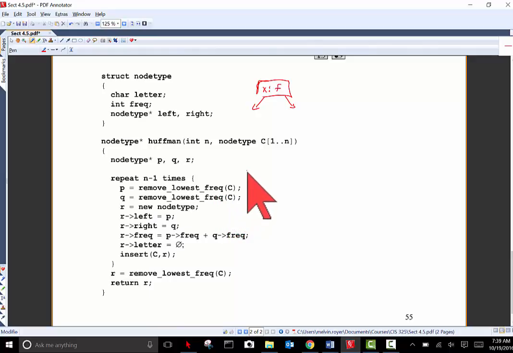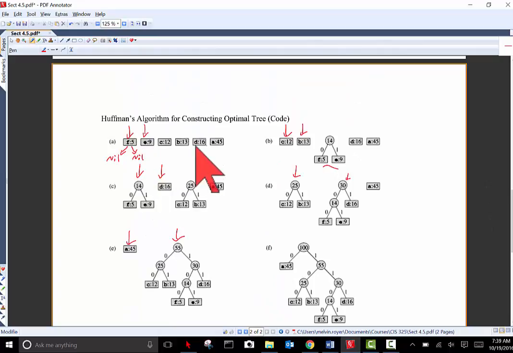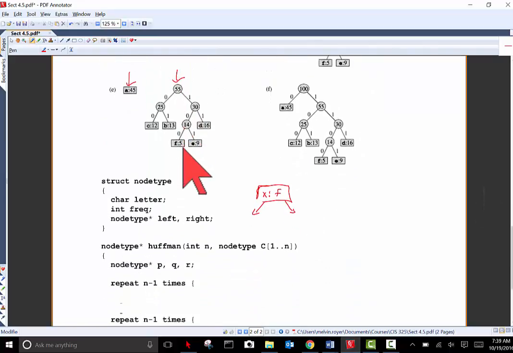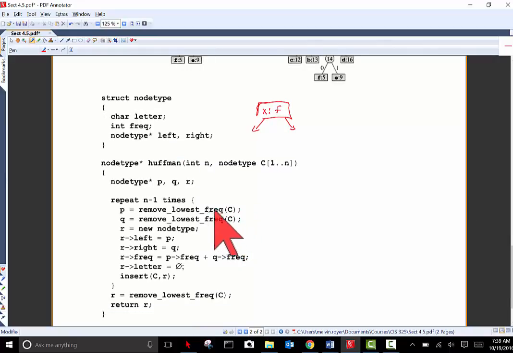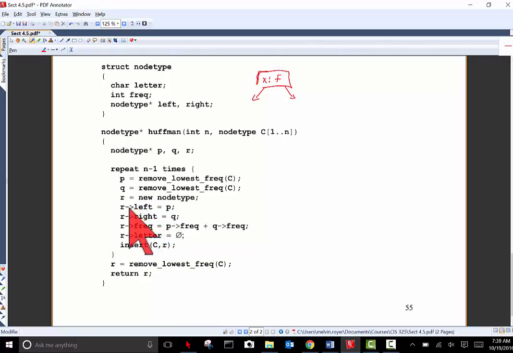And by the way, you would not, in actual practice, store these characters in an array because you're doing a lot of inserting and deleting. You would probably use a linked list or a heap, as we'll talk about later in this class, and maybe you did in data structures as well. Anyway, representing as an array for simplicity. So basically popping the two least frequently occurring letters out of the array C and setting pointers to them, then creating a new node, call it R, set its left pointer and right pointer to P and Q, update its frequency as the sum of the two nodes that it's replacing.